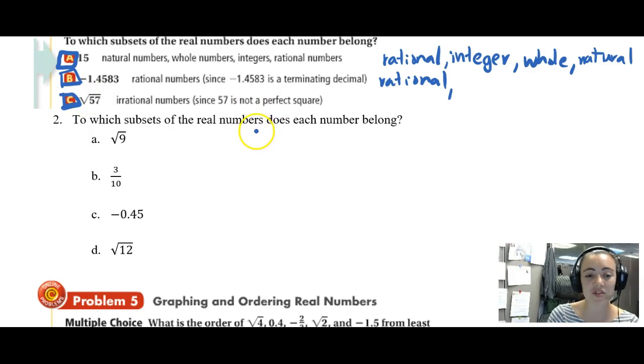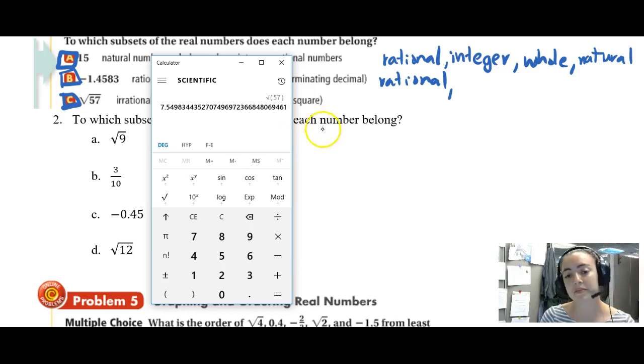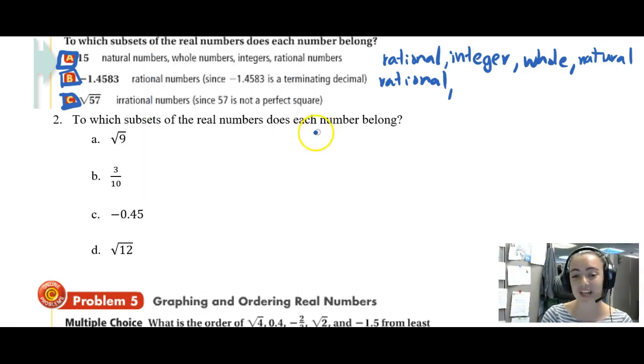For C, we have the square root of 57. So let's figure out kind of an approximation for that. So square root of 57, 7.54983444352. So I notice it continues on and on and on. It does not terminate or truncate. It does not repeat. So it is irrational. You could not represent it as a fraction.